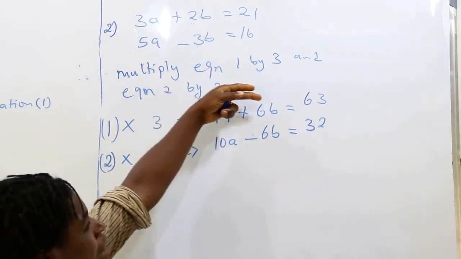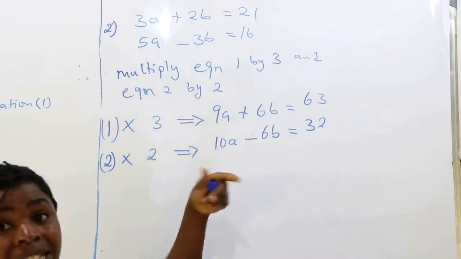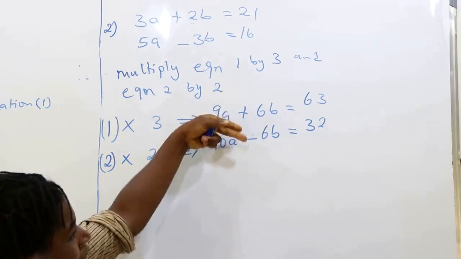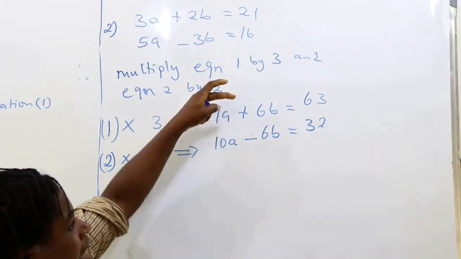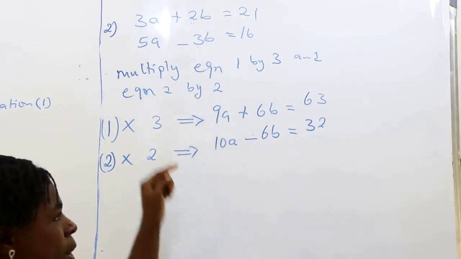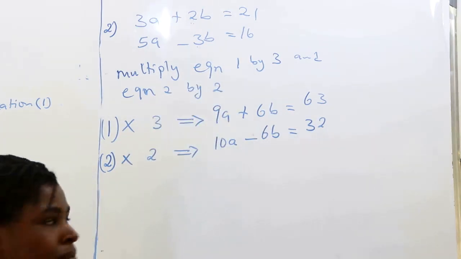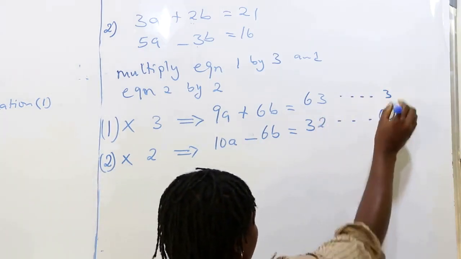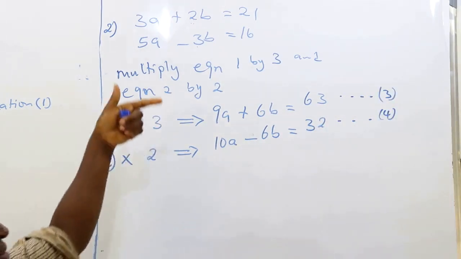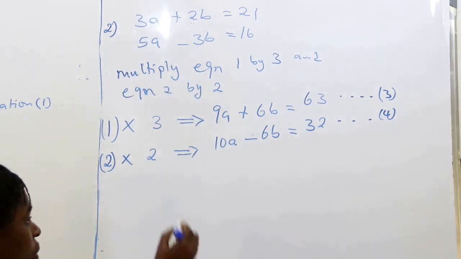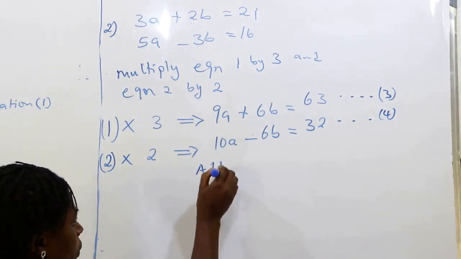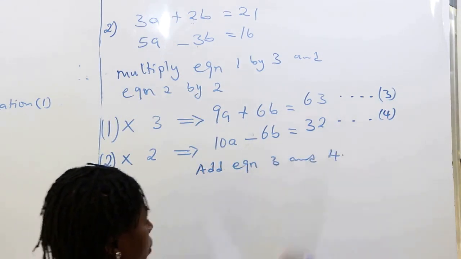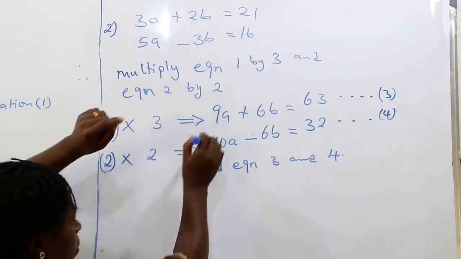Now you see the coefficients of b are now the same, which you can easily eliminate. And again, I told you, look at it, check out the signs. The signs here are different. So therefore, we are going to add the two equations. If you so wish, you can say this is equation 3 and this is equation 4. So since the signs are different, we're going to add equation 3 and 4. So let's add them now.